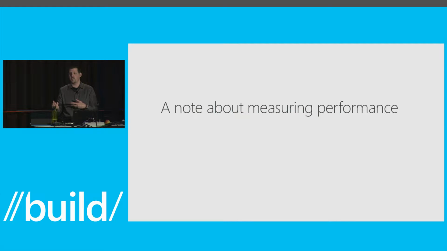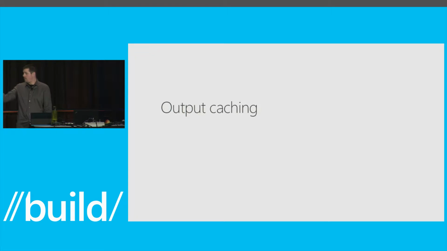If we make a change, I want to see how that affects things like throughput or footprint for my website. So without further ado, let's get started. The first thing that I want to talk about is output caching.